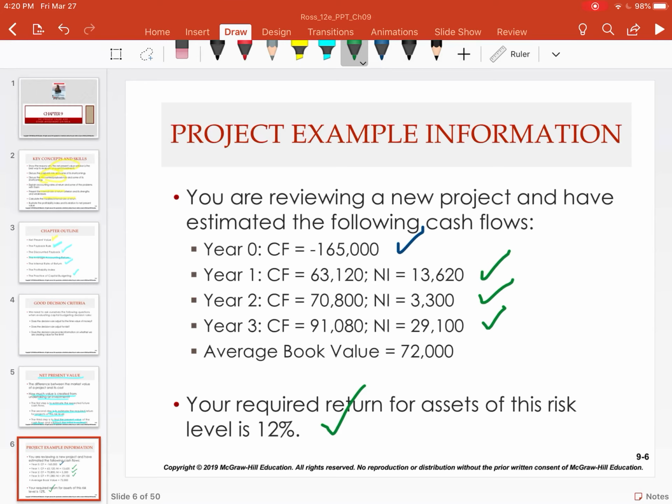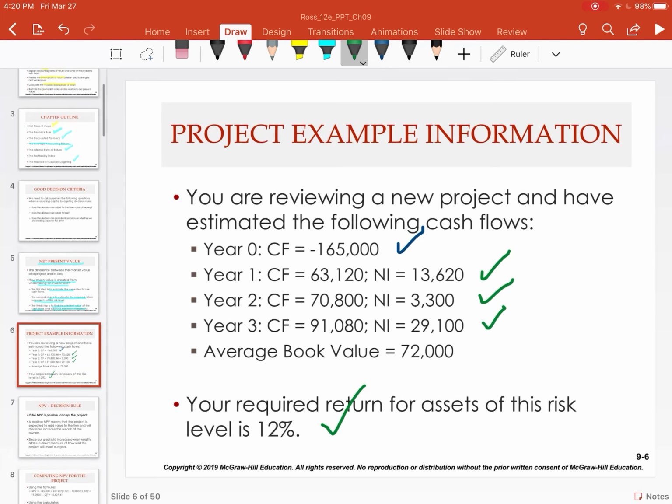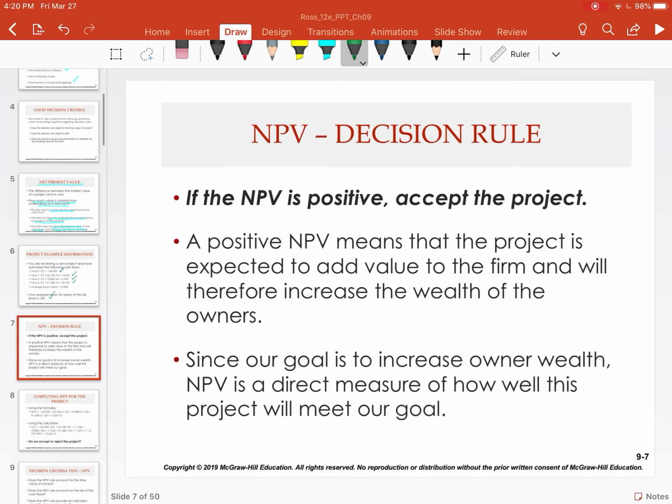So when we look at how we actually begin to calculate that, we want to know that if our decision rule, when we calculate it, we want to know that if the net present value is positive, we're going to accept the project, okay? That is our primary rule. If net present value is positive, we want to accept the project.